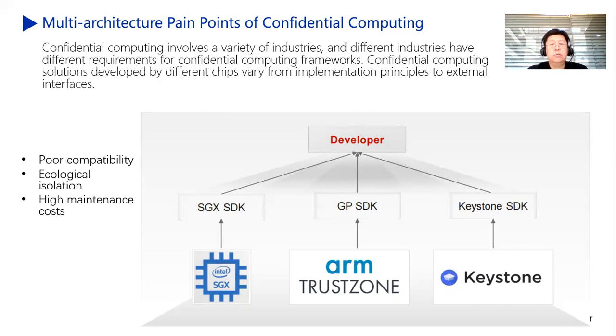Also, if the developers have two hardware solutions that they need to compile for, then they have two sets of source code. The maintenance cost is quite high.